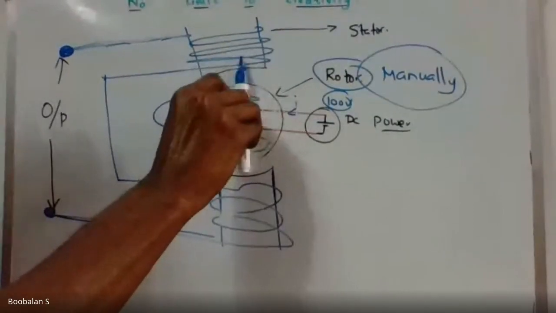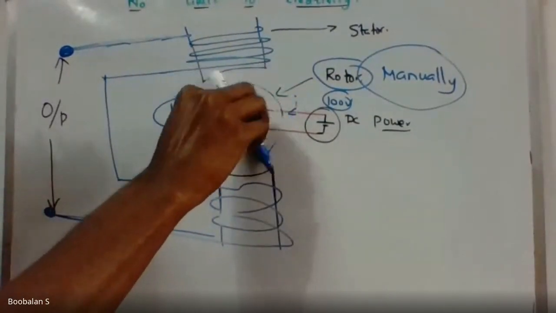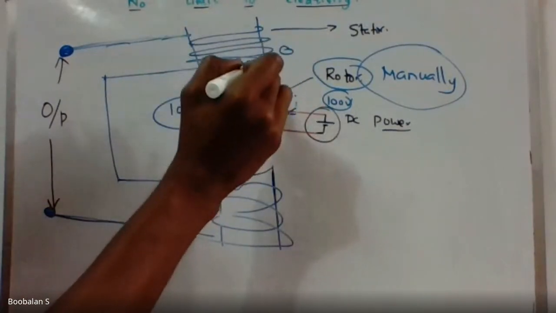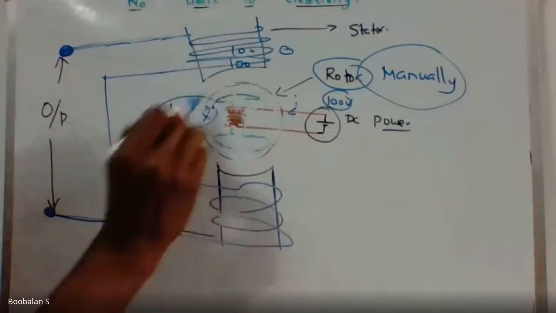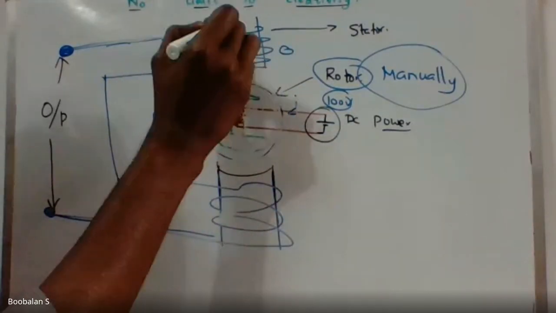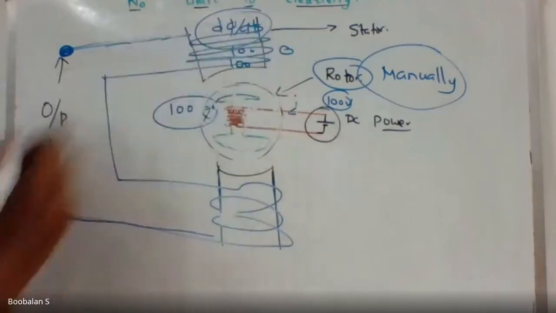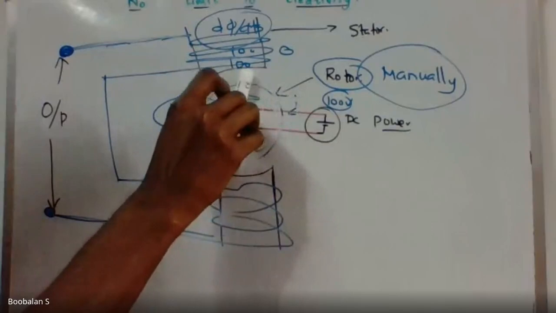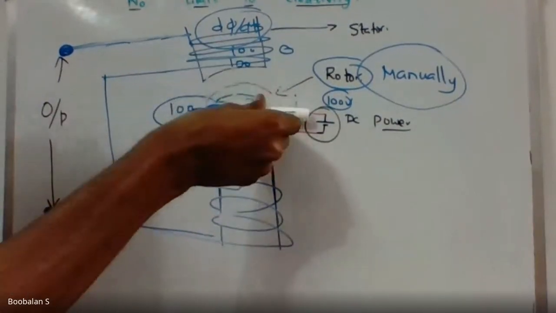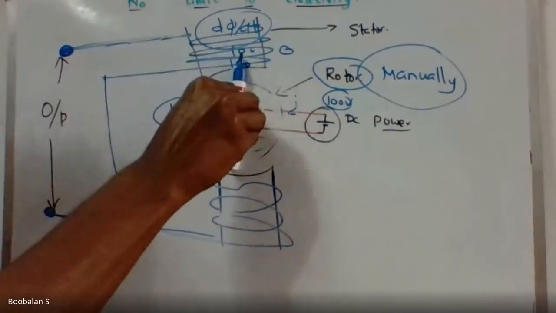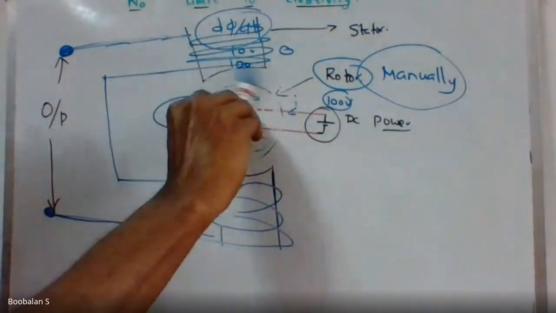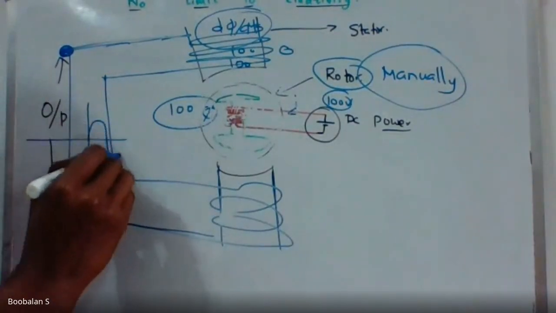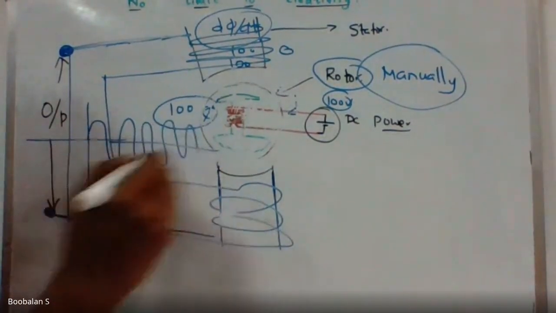So 100 flux lines are continuously rotating. Suddenly for one second there are 100 flux lines in this coil, then 0 flux lines, 100, 0, because it is rotating. So dφ/dt is changing in this coil. Got the meaning? In the next second there are 100 again but in the opposite direction. So on the output side a voltage is built up in alternating nature, that is called my AC.